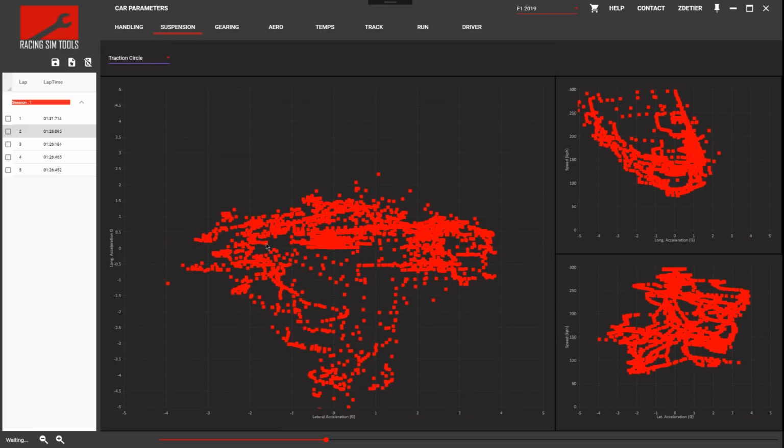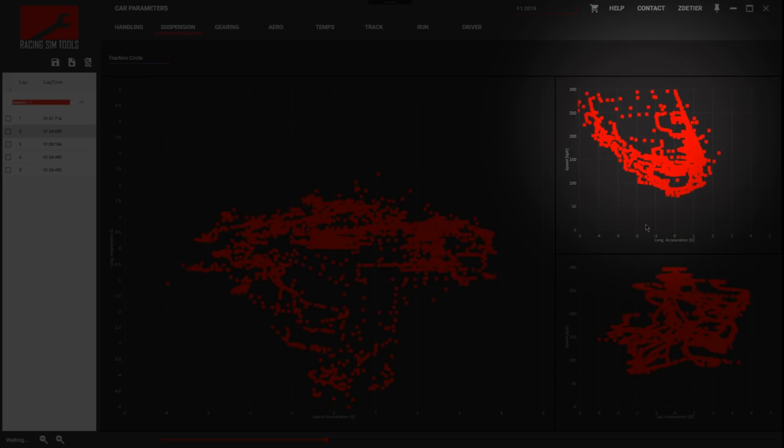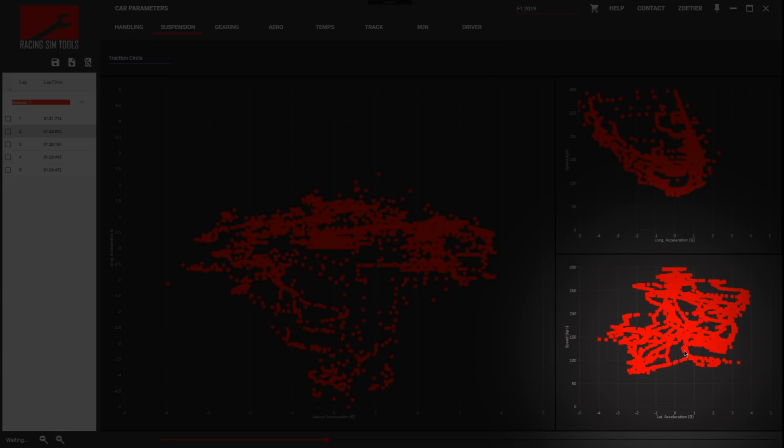What the traction circle tells us is this graph right here is going to tell us lateral acceleration versus longitudinal acceleration. But more importantly are the ones on the right, which are the top right is longitudinal acceleration versus speed. So braking and acceleration as a function of speed. And then the bottom right, which is lateral acceleration as a function of speed, which is our cornering.